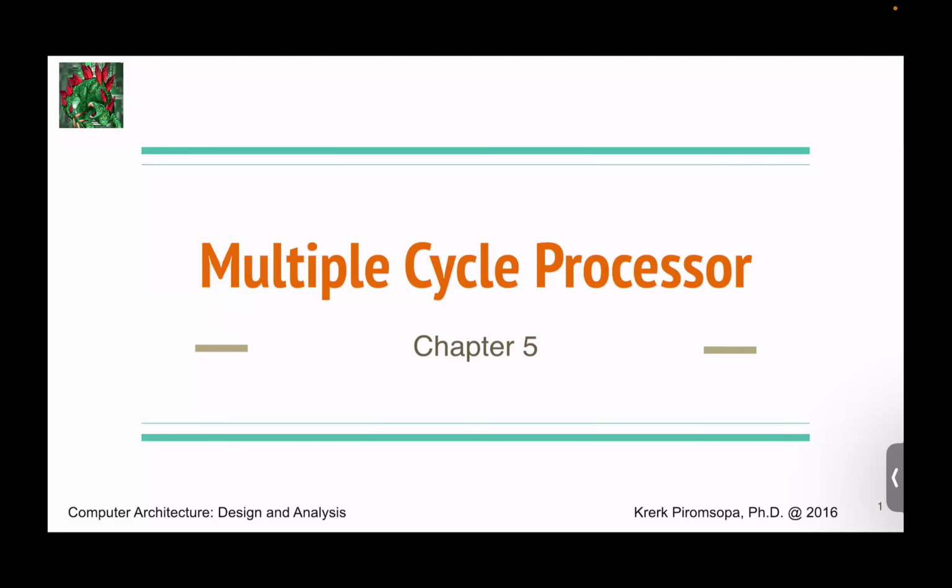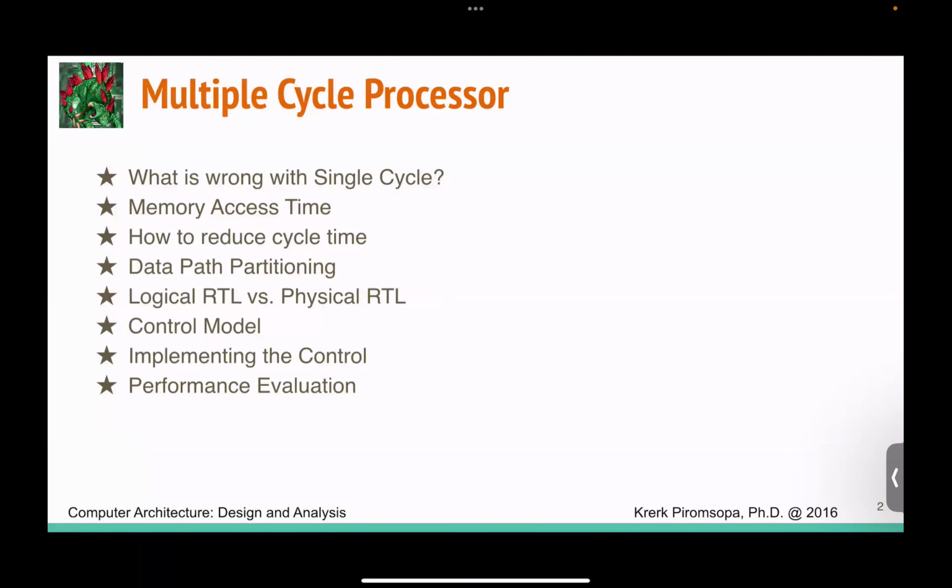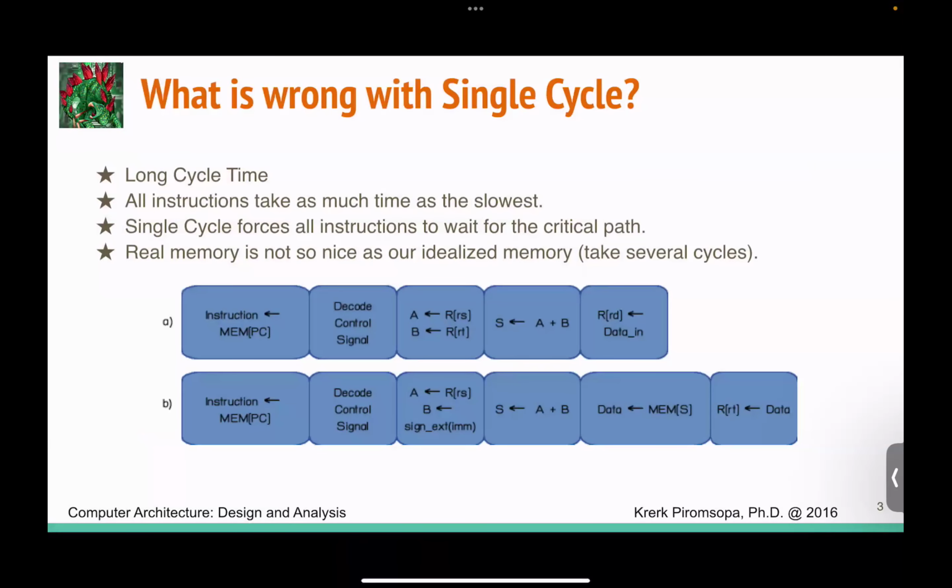We try to make it faster in a sense, but how? There are several ways. Let's start with the first idea. We will convert from single cycle to multiple cycle. And let's see why it might be faster. All right. First of all, we have to understand why single cycle is a bad idea.